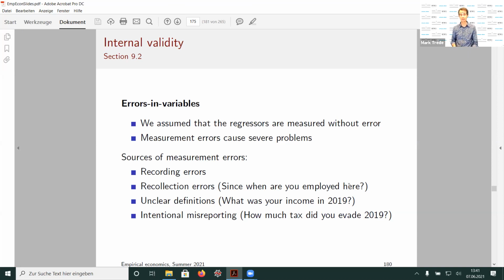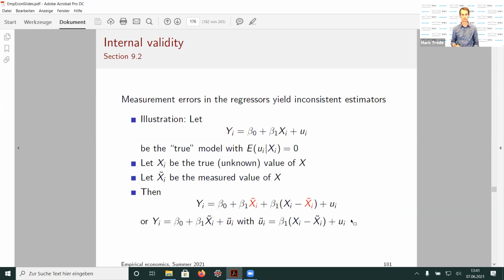And finally, they could answer in a wrong way intentionally. So if you ask them whether they committed a certain crime, they are probably unwilling to answer correctly and truthfully. So in that case, for instance, if you ask how much tax did you evade 2 years ago, then most people will probably answer none, even if they did. So, and that's also kind of misreporting. So in that case, you get errors in variables.